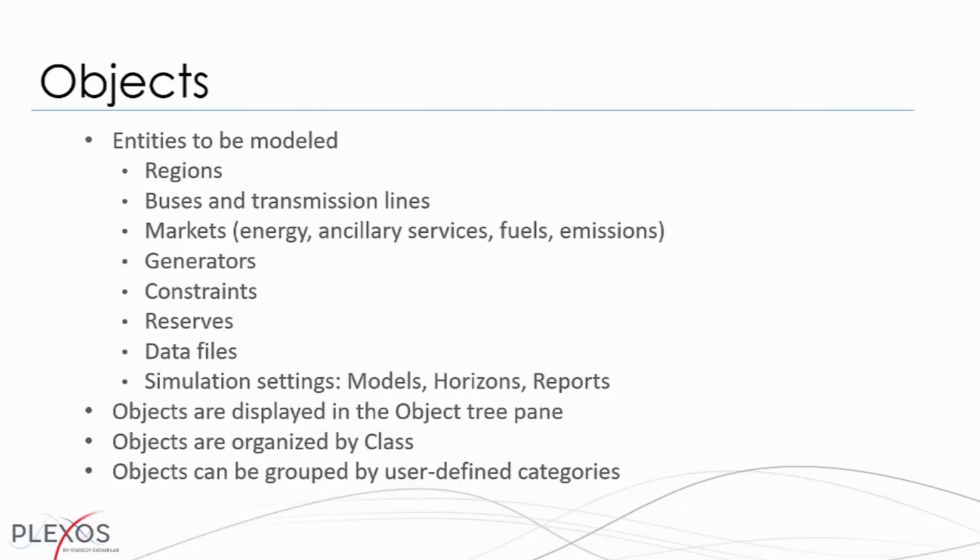So the first element is object. Objects are entities to be modeled. It can be regions, buses and transmission lines, markets, energy and ancillary services, fuels, emissions, generators, constraints, reserves, data files, simulation settings, which are models, horizons, reports. Objects are displayed in the object tree pane. Objects are organized by class. Objects can be grouped by user-defined categories.